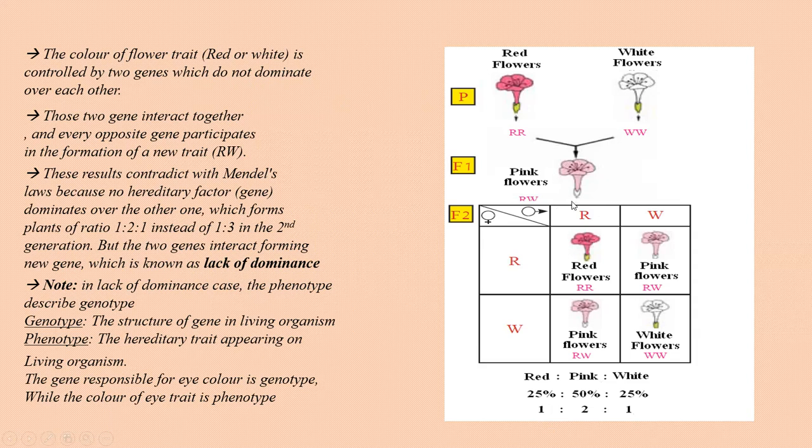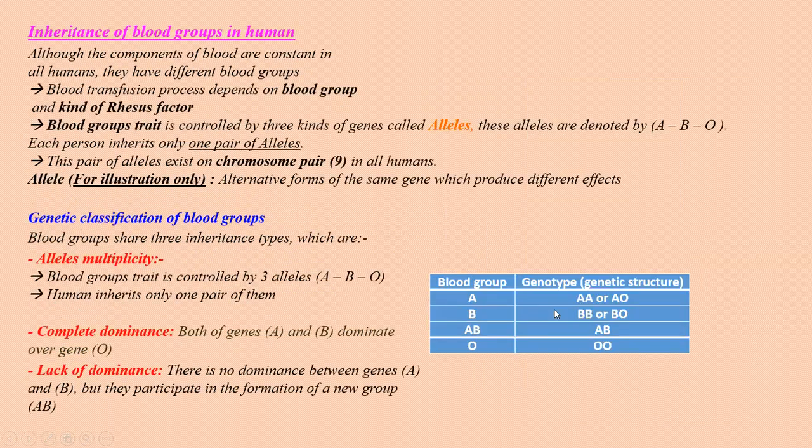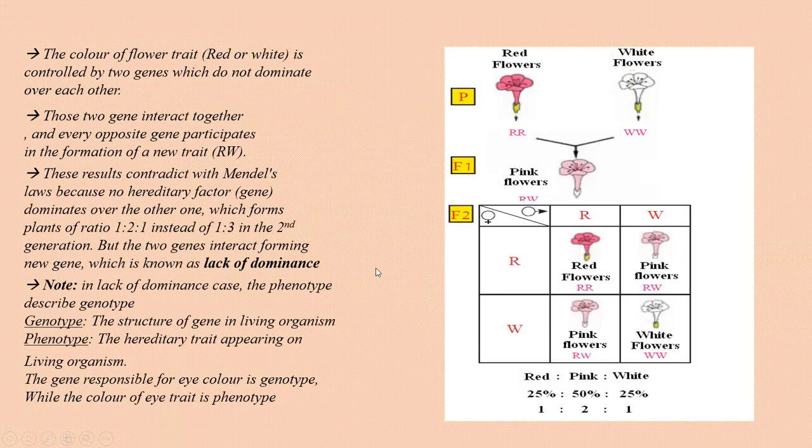The most important thing in it is that when the first generation crossed, they produced another character that has no relation to either the father or the mother; they interact with each other to produce another character. The genotype, as we agreed, is the structure of the gene, the shape of the gene, RR, RW, while the phenotype is the hereditary traits that appear on them. Okay, let's see another inheritance of a lack of dominancy.